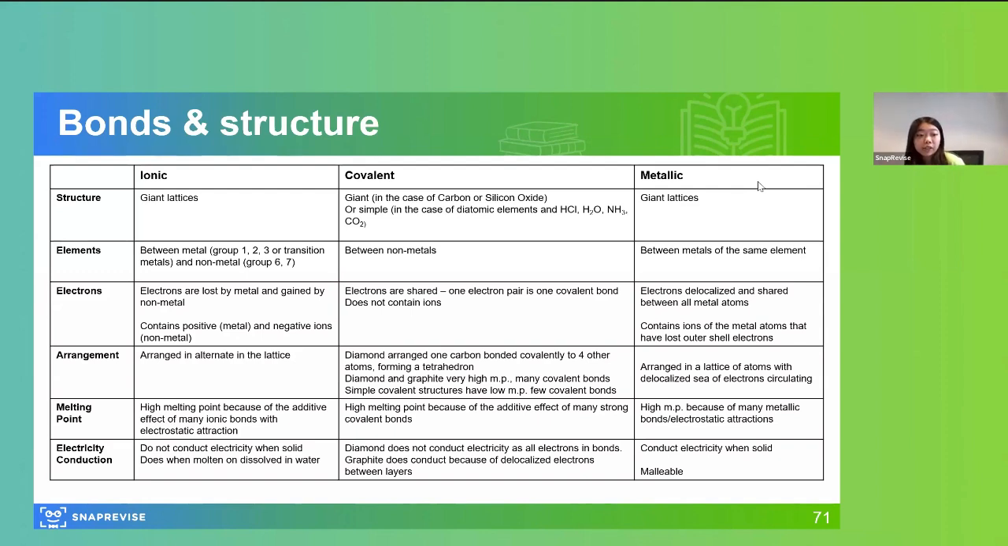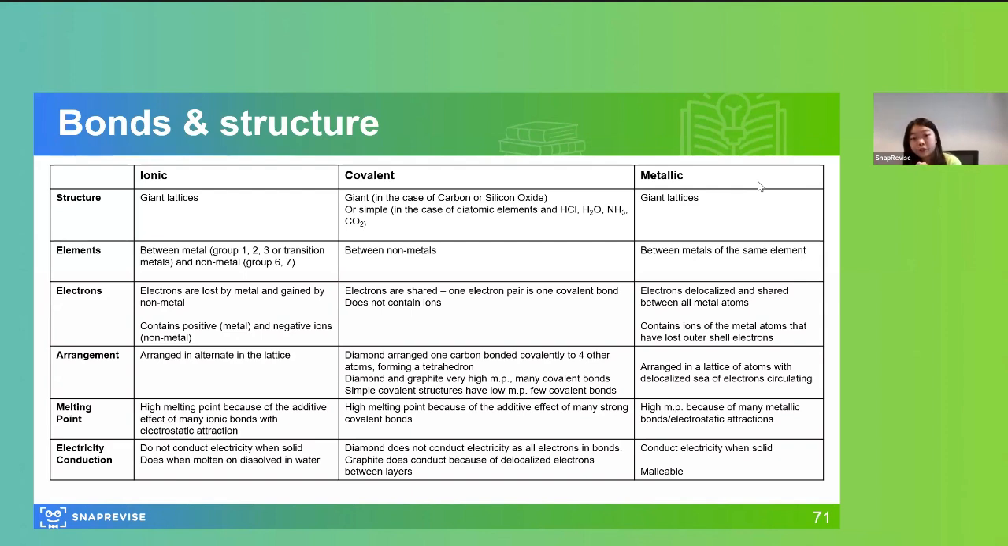The bonding between covalent structures is between two nonmetals. So between two elements, usually from group 6 or 7. Electrons, rather than being transferred, are shared. So they share an electron pair to form that covalent bond. And because they're sharing electrons, there are no ions formed. They're just sharing these electrons. There's no transferring, there's no losing or gaining any electrons. So they don't have any ions.